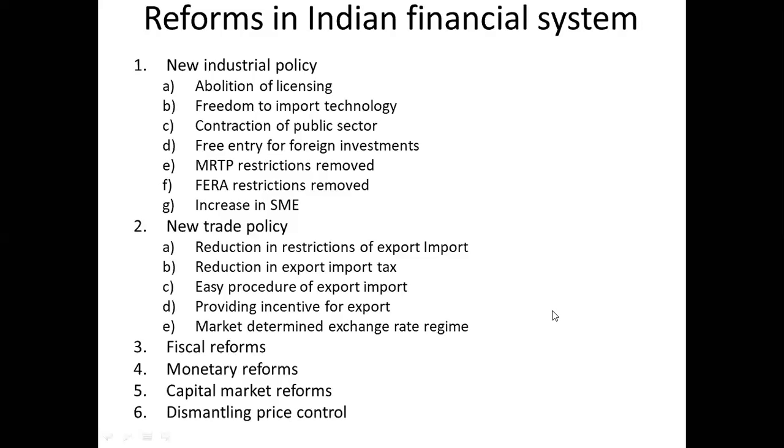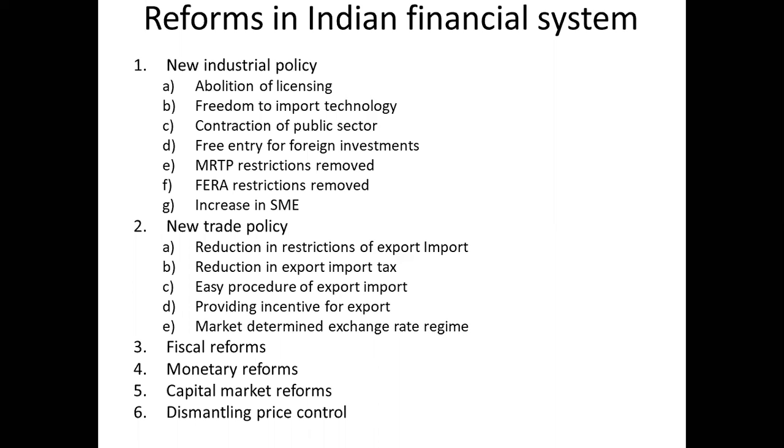Then comes your MRTP Act. MRTP stands for Monopolies and Restrictive Trade Practices Act. The restrictions by these were removed. The companies now do not need to seek government permission to issue shares, extend their area of operation and establish a new unit. According to the MRTP Act, a lot of restrictions were put on these areas. Now those are removed. The company can launch its shares without any difficulties, without any restrictions. Okay, so that is MRTP restrictions being removed.